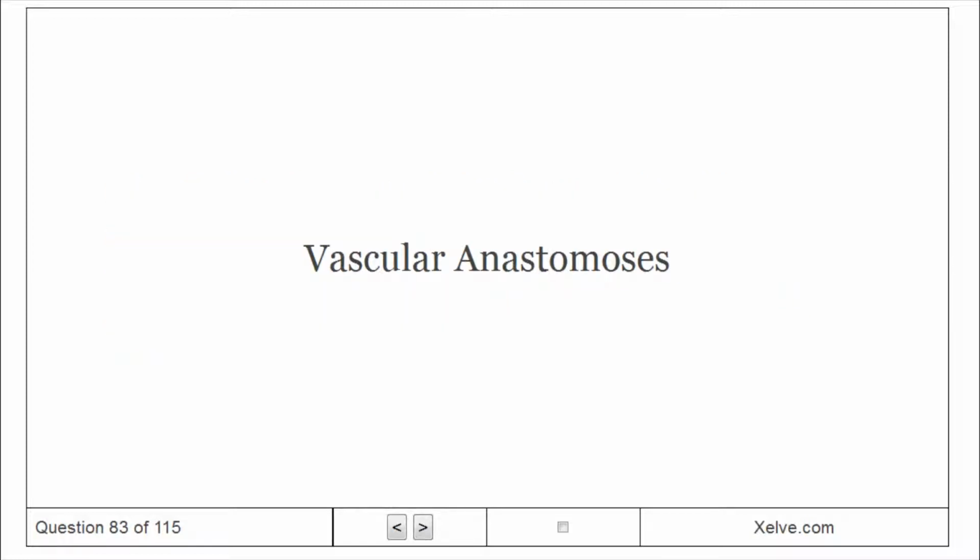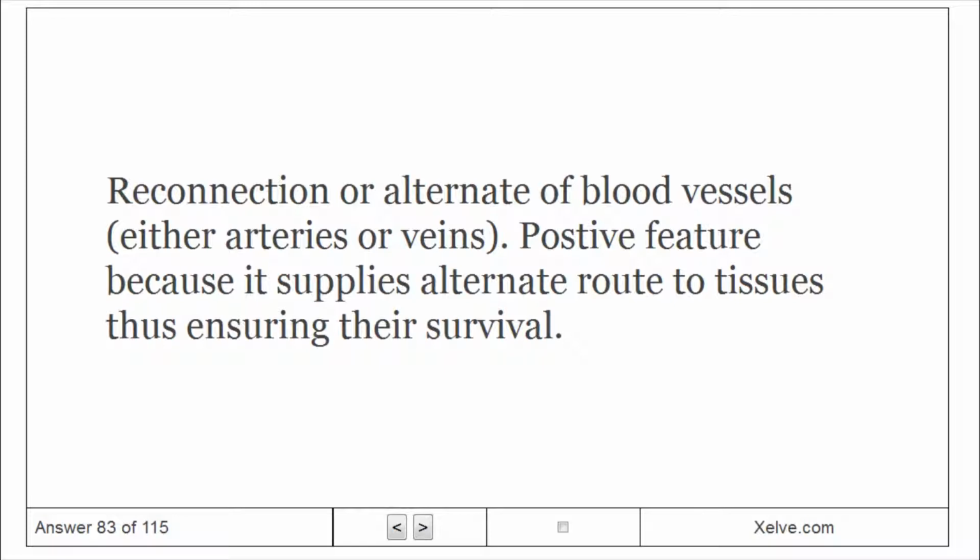Vascular anastomoses. Reconnection or alternate routes of blood vessels, either arteries or veins. A positive feature because it supplies an alternate route to tissues, thus ensuring their survival.